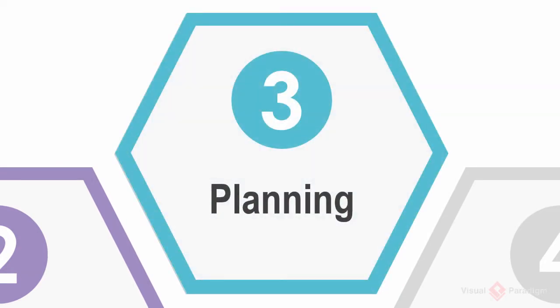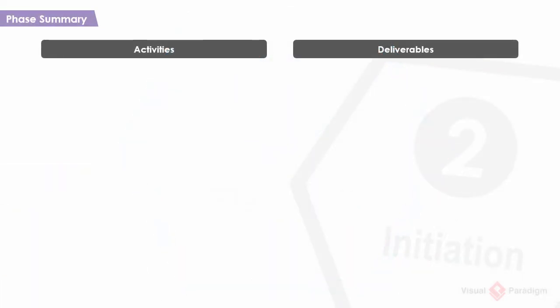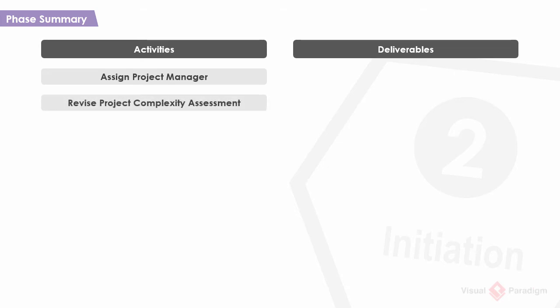Let's have a look at the activities and the deliverables of this phase. As I just said, the first activity is to assign a project manager to lead the team in completing the project. Next, the project manager will revise the project complexity assessment performed in the previous phase. Unlike what was done before, part of this activity involves the selection of the project management scheme, which determines the activities to be conducted in subsequent phases.